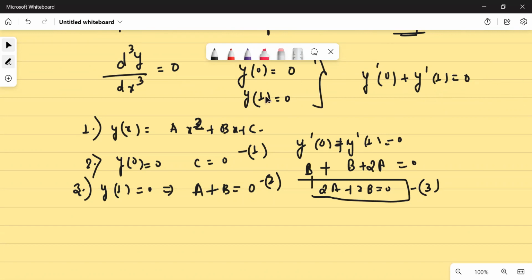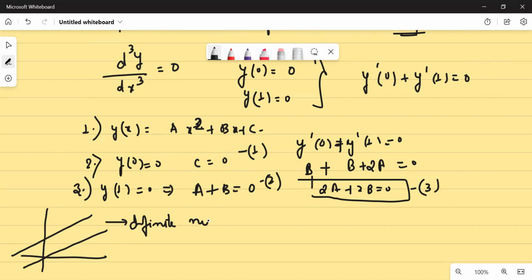So what will happen? You can see that this c has become 0. Now, in order to find a and b, I have to solve equation number 2 and equation number 3. But you know that these are two parallel lines. If I draw a + b = 0 and 2a + 2b = 0, they will never converge. So there will be an infinite number of solutions. If you remember from the consistency of equations, these are two redundant equations, isn't it?